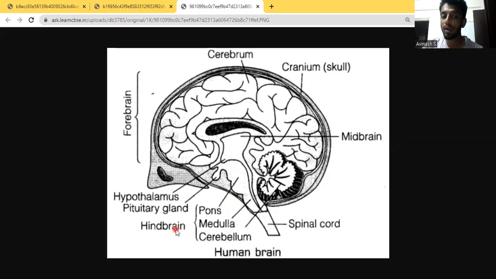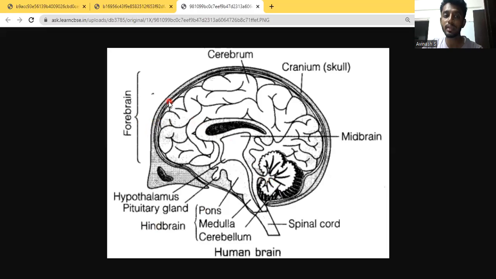And we also have something called the hindbrain, which is present at the back. It consists of three further subparts, which are the pons, medulla, and cerebellum. Pons is also called pons varolii. Medulla's full name is medulla oblongata. And cerebellum is the other part. So these three together constitute the hindbrain. There is the midbrain, and there is the forebrain.